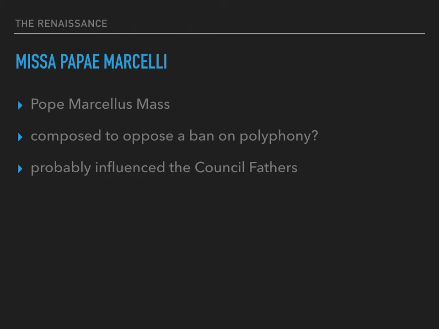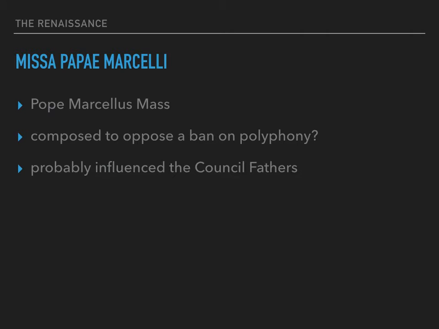There had been a proposed ban to ban all polyphonic music in the church. And of course, many people realized that that wasn't necessarily a good thing. And so some believe that this might have been written to oppose that ban. And it's possible or probable that this composition did influence the Council Fathers at the Council of Trent.